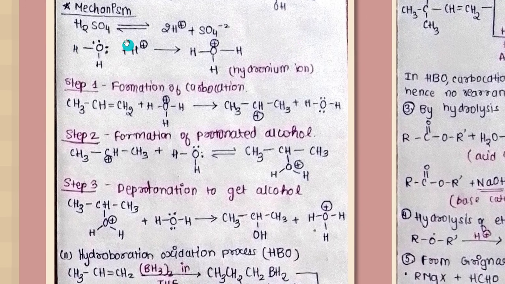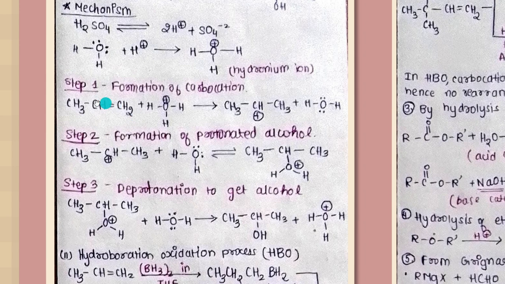Okay, so now this H2O, we can write it like this, right? And oxygen has 2 lone pairs plus H plus, it will give us a hydronium ion, that is H3O plus, right? Now when we get this hydronium ion, we can start our mechanism for the acid catalyzed hydration.